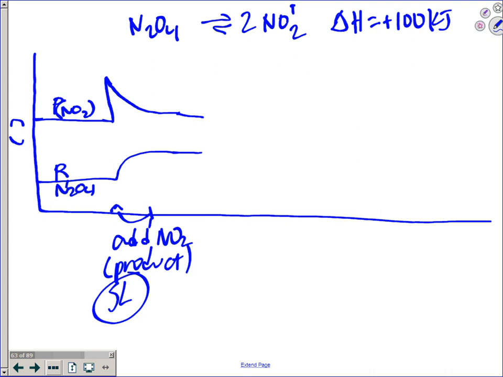All right, so now at time 2, I want you to add N2O4. Okay, so we're at equilibrium. What's going to happen? N2O4 is going to bump high. Okay. So N2O4 is a reactant. I've increased reactant. Which way does it shift, everybody? To the products, right? So we need to make products.